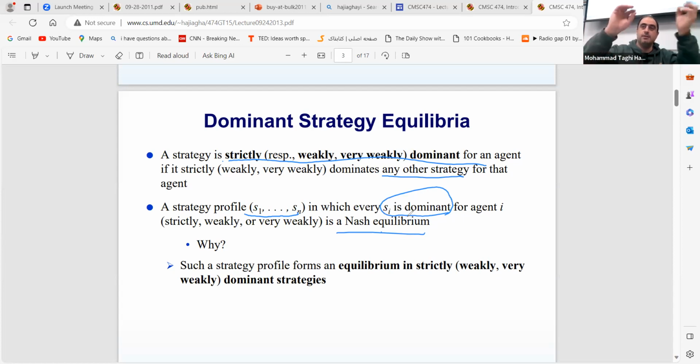Again, the idea is that if S1 is dominant, it means that S1 is my best option, correct? Independent of what others are doing. So what's the meaning of that? It means that independent of any other strategies these people are taking, S1 would be a better choice for me, because it's dominant for any S minus i. So essentially, if we have dominant strategies, they form a Nash equilibrium. Any questions?